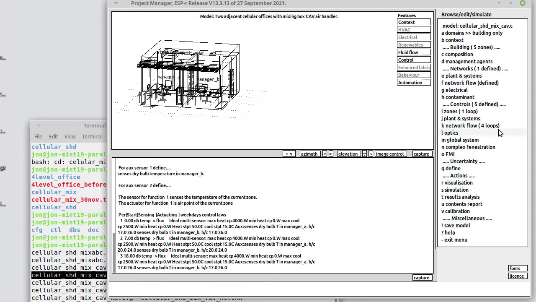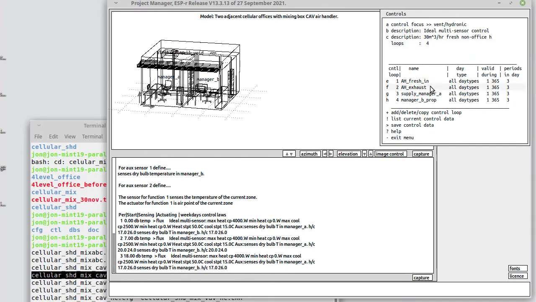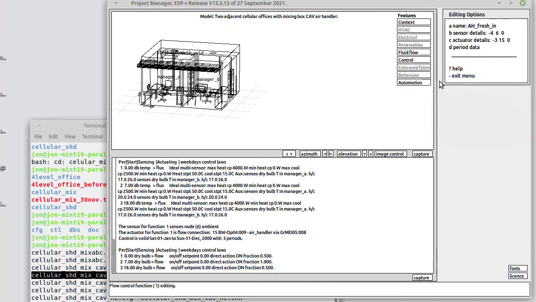And go and look at the flow. Now, we're looking here at the constant air volume model, which has four control loops. One of which is for the fresh air in, one of them is for the exhaust, and then we've got a controller for each of the managers. So, fresh air in, these attributes relate to checking which component and which connection within the flow network.